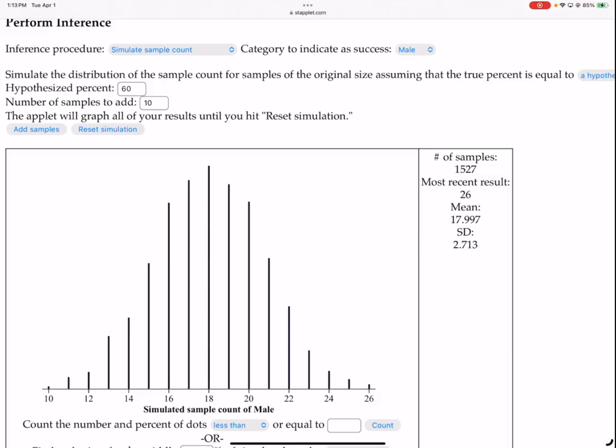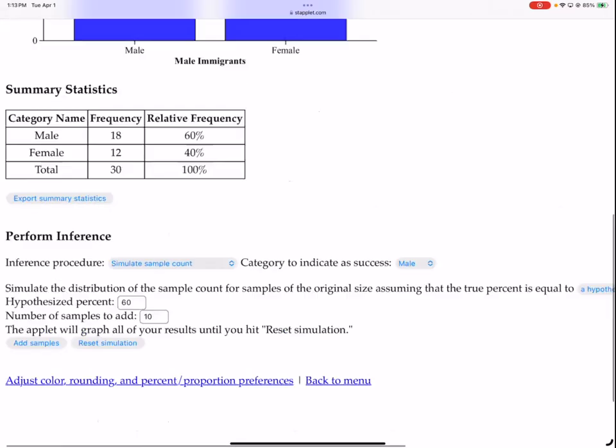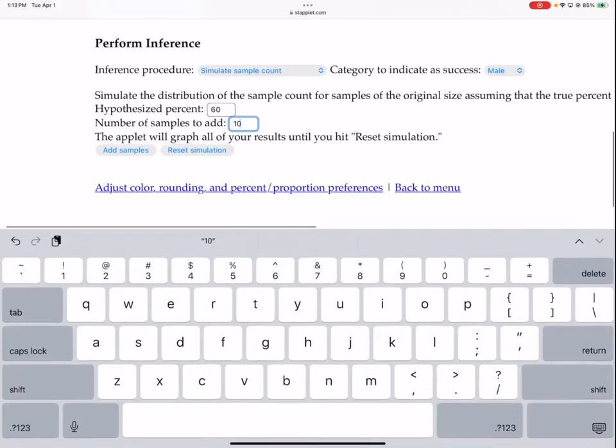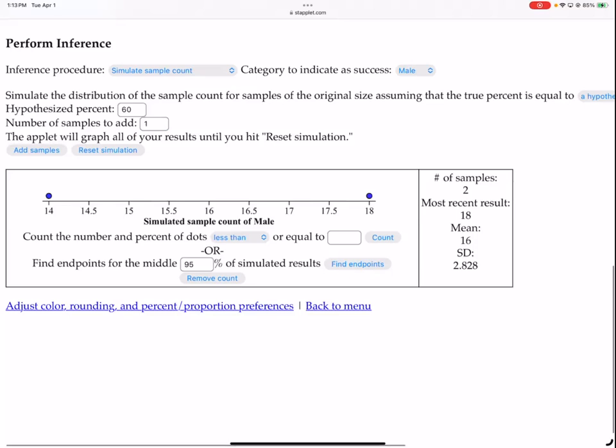It's bell-shaped, it's centered. Now, where is the mean? Oh, on average, the mean is about 18. I should have got 18. It says, here's the mean that I got. Now, if I restart the simulation again, and I'm adding one at a time, and I keep adding.